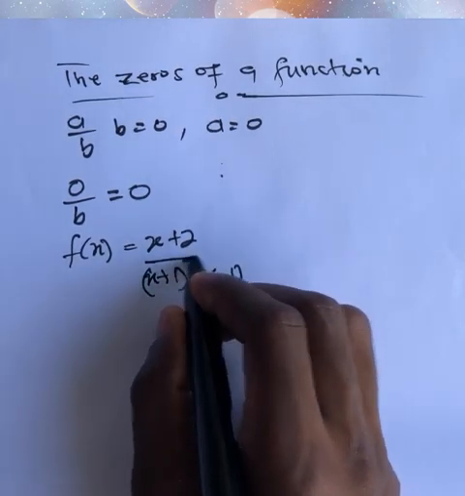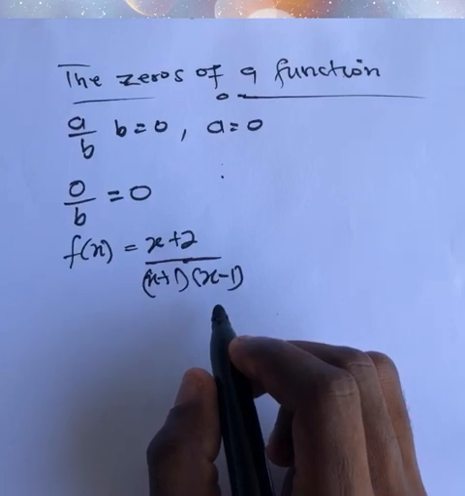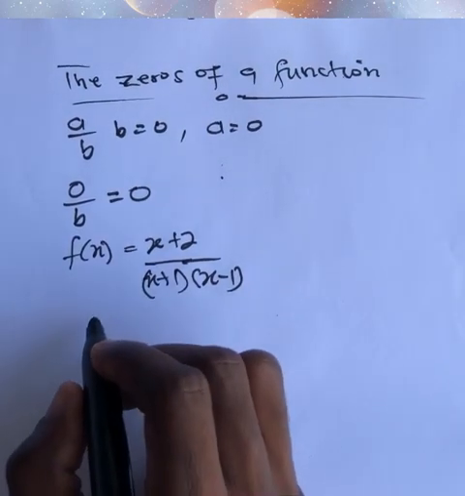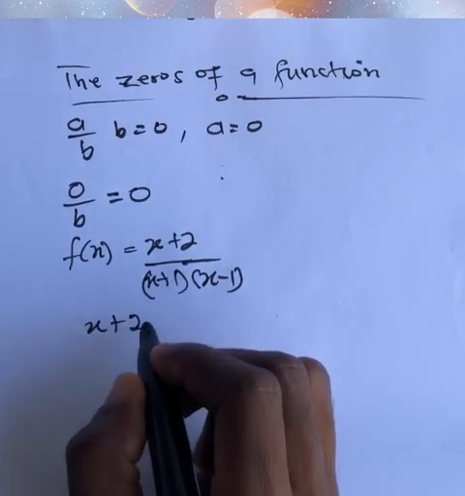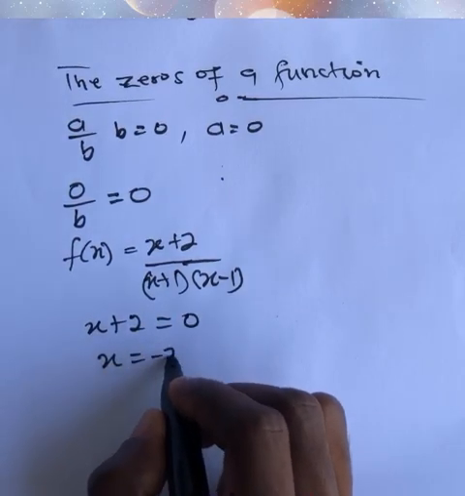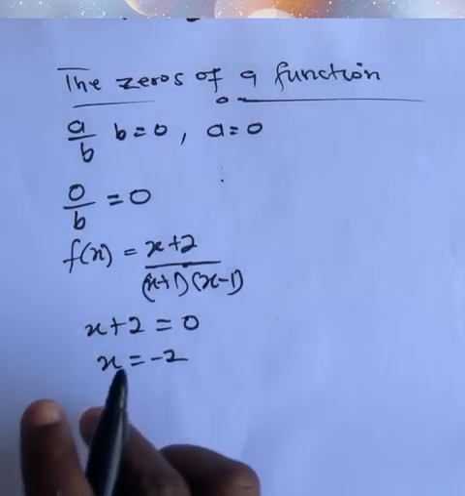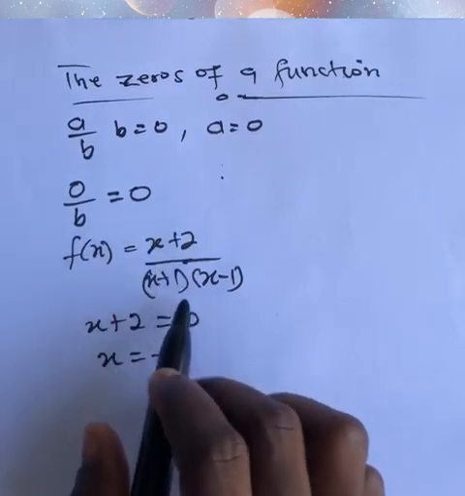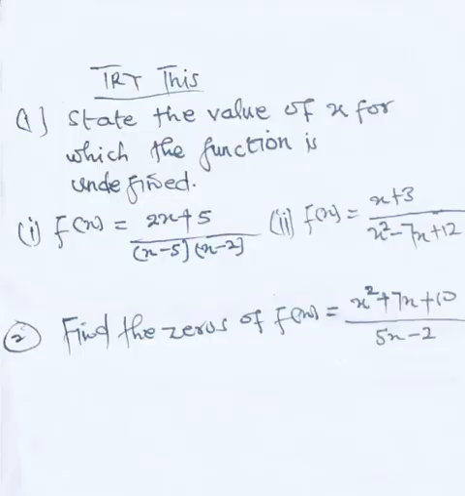If I have something like this and I want to find the zeros of this, then it means that I have to take the numerator, then I equate it to 0. So x equals negative 2. Very simple. It means that when I substitute negative 2, I'll get 0. 0 over this will give me 0.